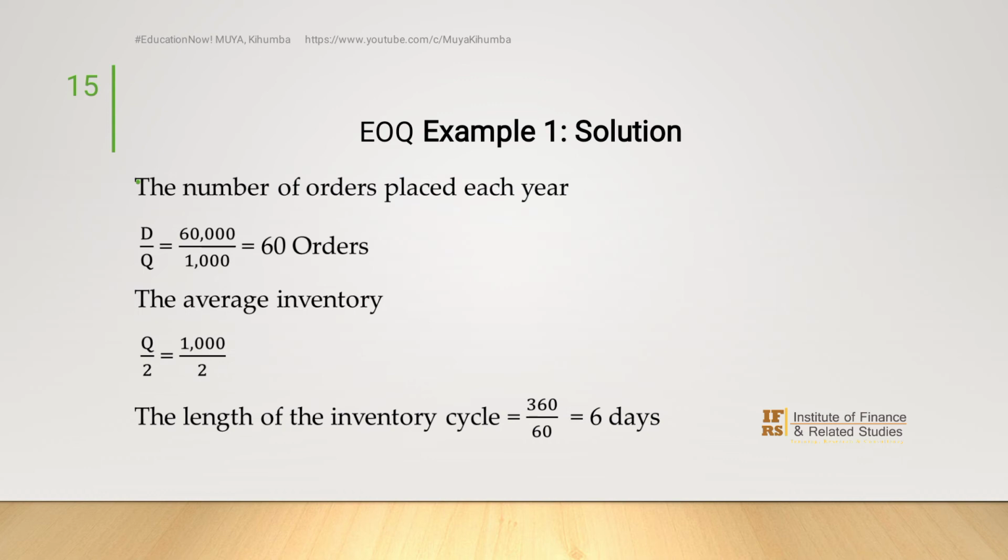How many orders do we make each year? That would be annual demand divided by the reorder quantity. Annual demand is 60,000. The reorder quantity, the EOQ, in our case is 1,000. So each year we'll be making 60 orders. Average inventory is the reorder quantity divided by 2, which I've not given there, but obviously it's 500. And then the length of the inventory cycle is the number of days in a year divided by the number of orders. So every sixth day, we place an order.